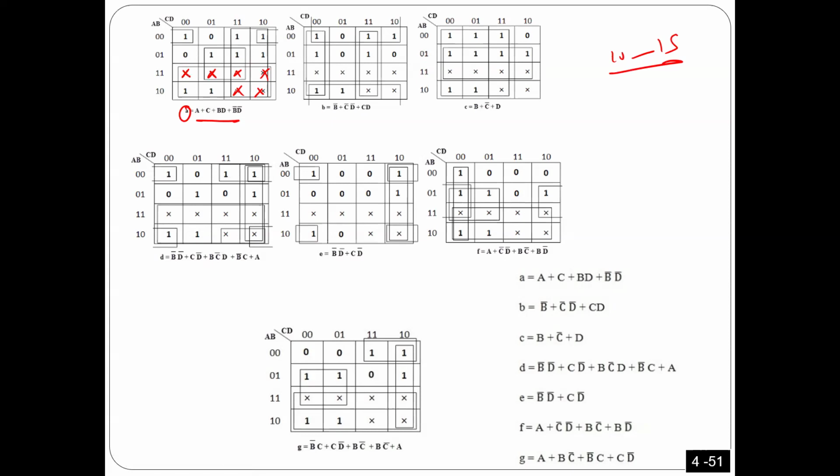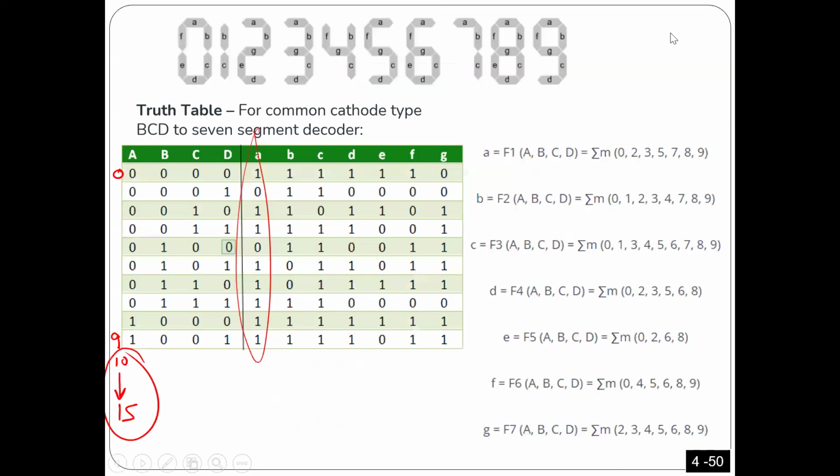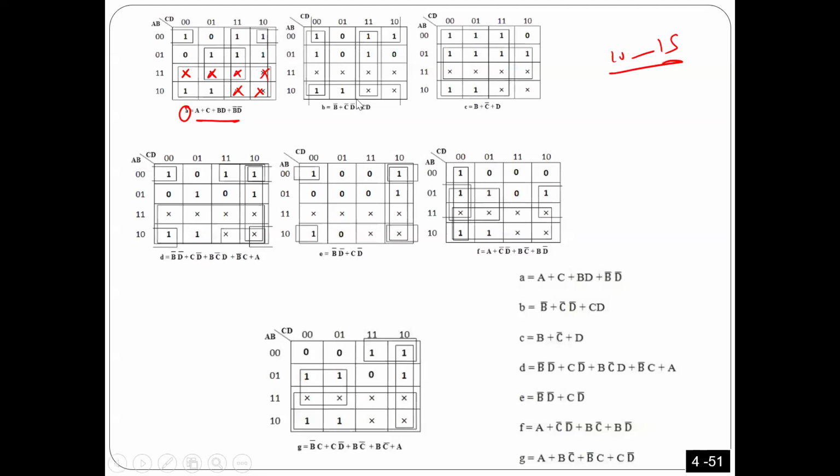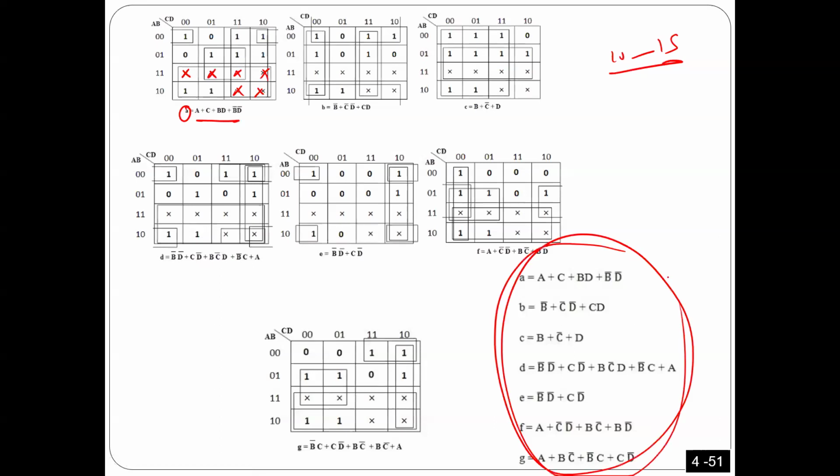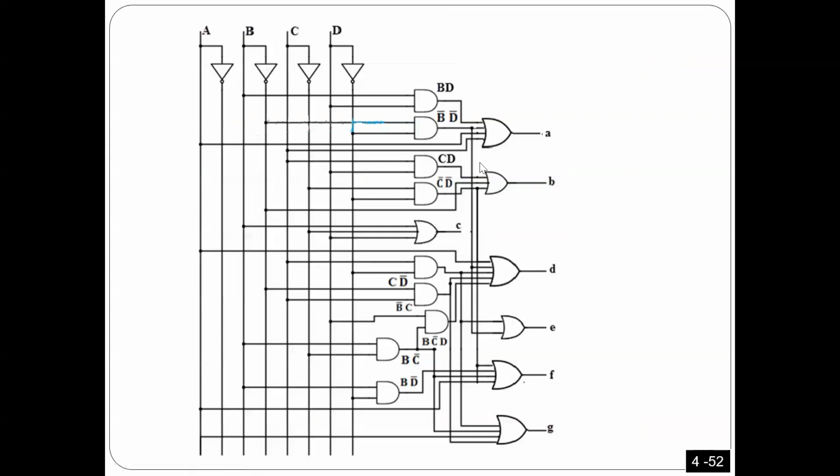Anyway, as you see here, for A, I made a K-map. Same thing for B, same thing for C, D, E, F, and G. And every one of them, after simplification, should give the function between the inputs A, B, C, D and the output. Same thing, we have another one for B, C, D, and so on. And this is the circuit.